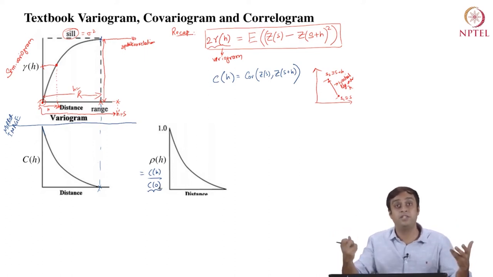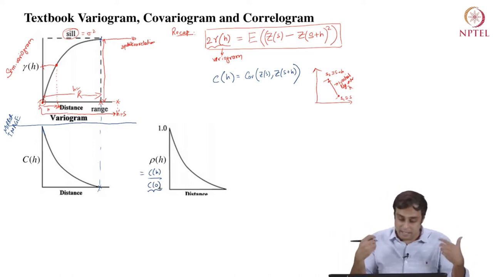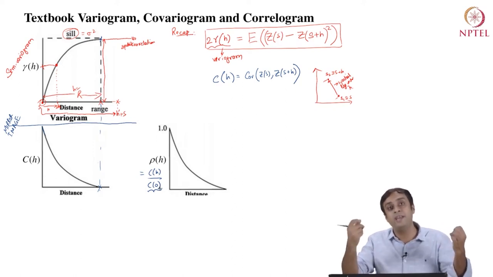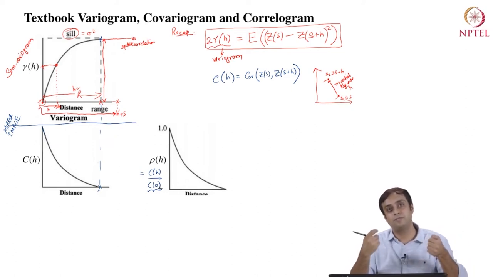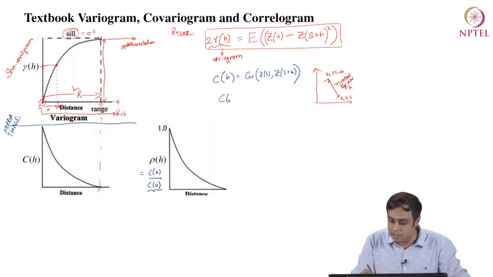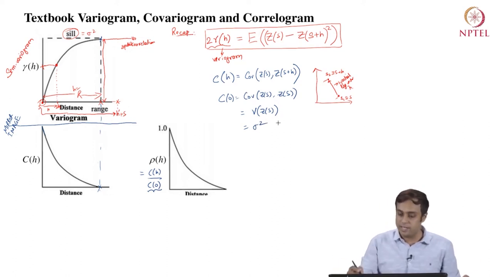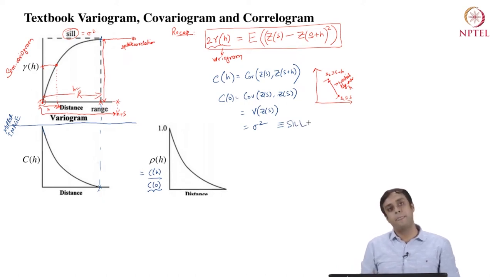It is the large scale variation in data. It basically means that this is the covariance or the correlation of a random variable by itself. So covariance C of 0 is just the covariance of Z(s) by itself, right? This is nothing but the variance of Z(s). And for a stationary domain, this is nothing but sigma squared, which is exactly equal to the sill. This is interesting, all right?